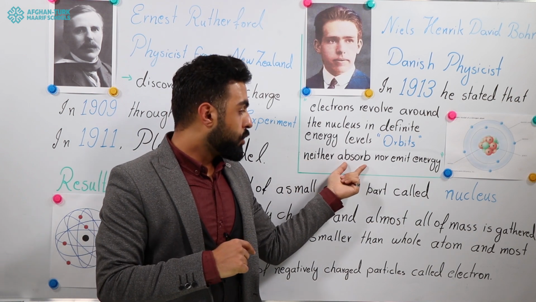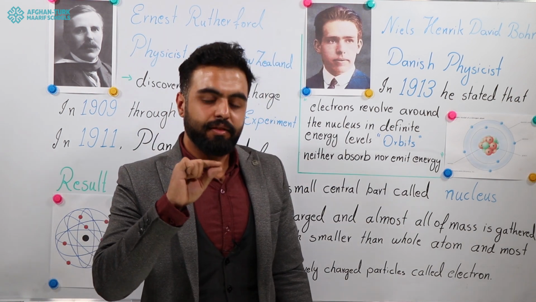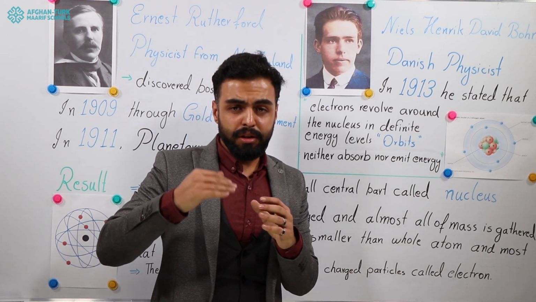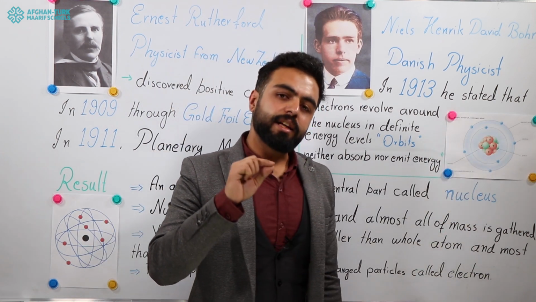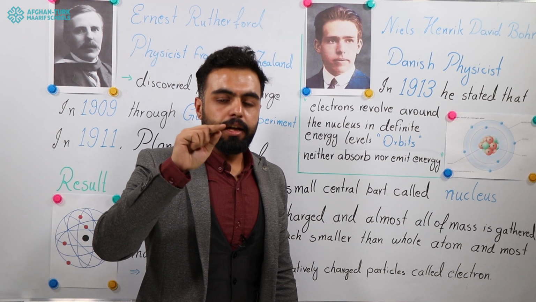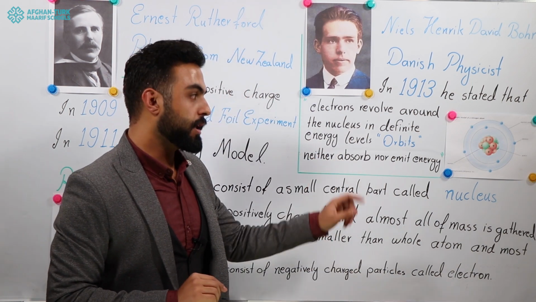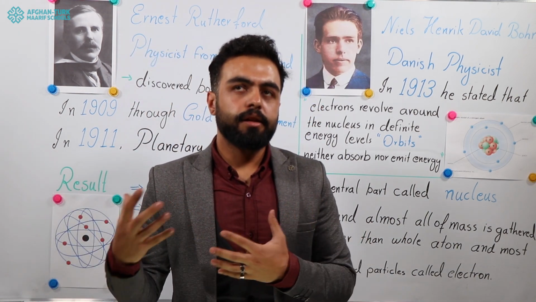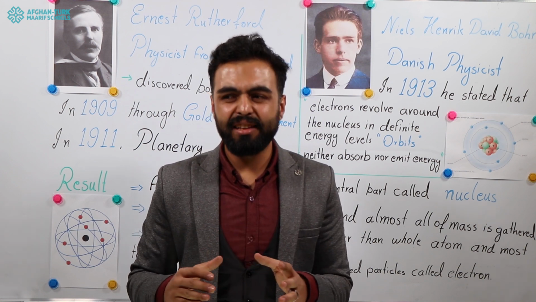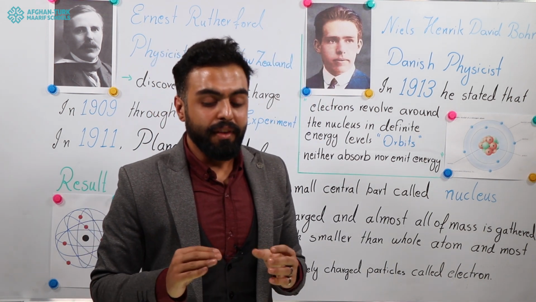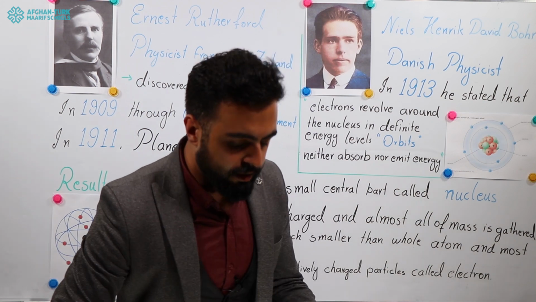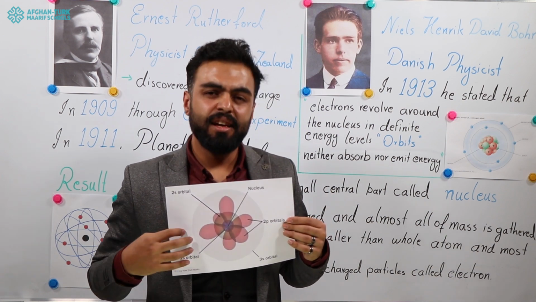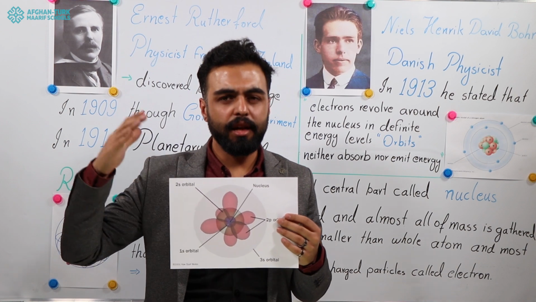They neither absorb nor emit energy. It means that they are on a specific distance from the nucleus. They don't get energy and they don't lose energy, and they're going round around on that definite distance from the nucleus. But all these theories and models of the history of atom had many defects. Now, today, the most accepted theory is quantum model of atom. It is like this, and we will study this, inshallah, in 10th grade.